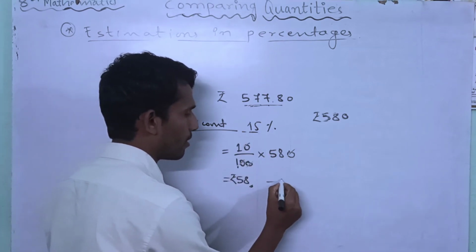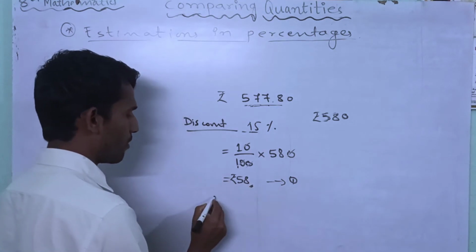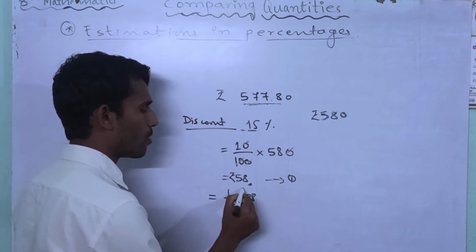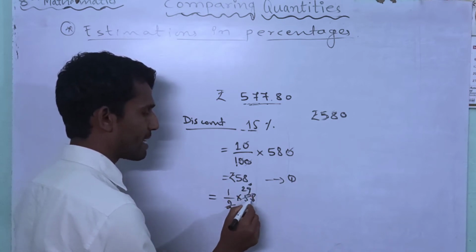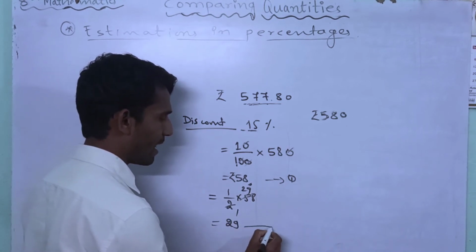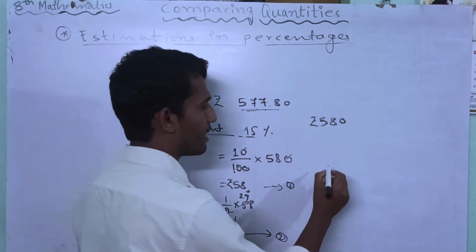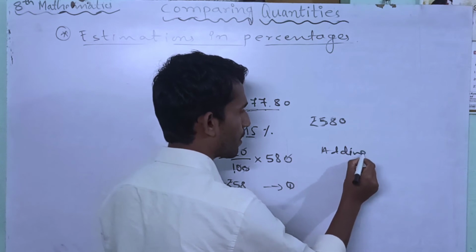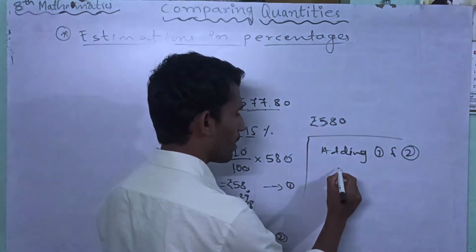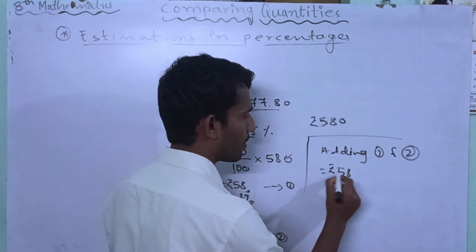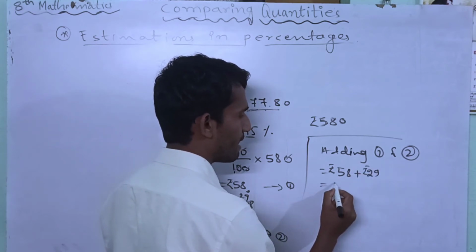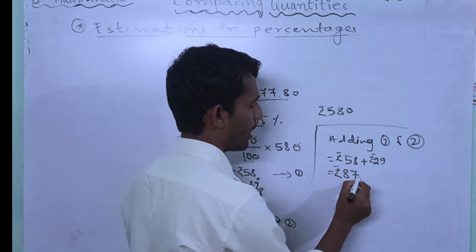This is the 10%. Now we have to find the half of it: 1 by 2 into 58. 2 1s are 2, 2 2s are 4, remaining 18, 2 9s are 18, completely cancelled. We got 29, which is the half. Now you add the two: 58 rupees plus 29 rupees. When you add, you will get 87.